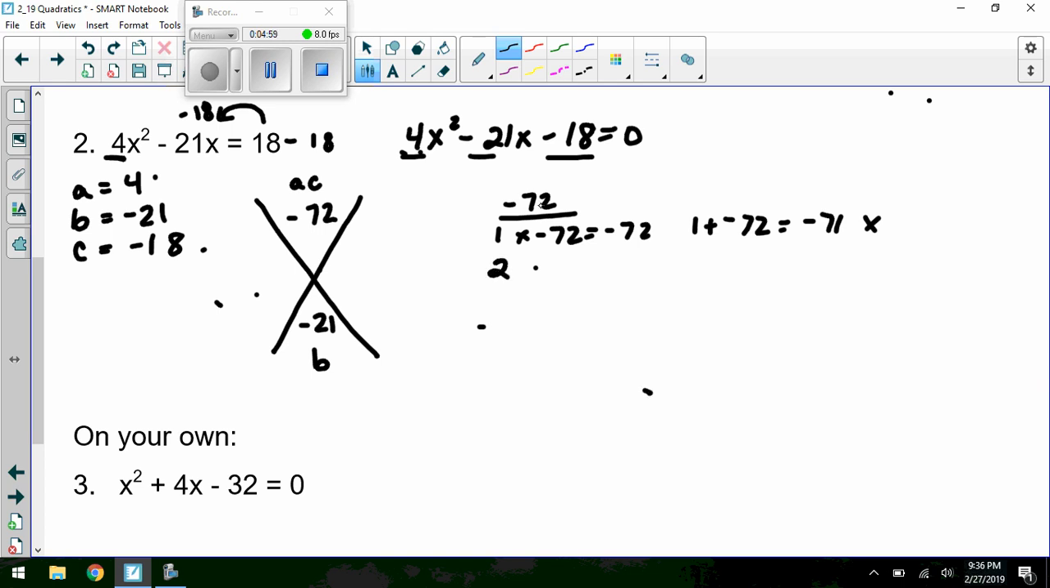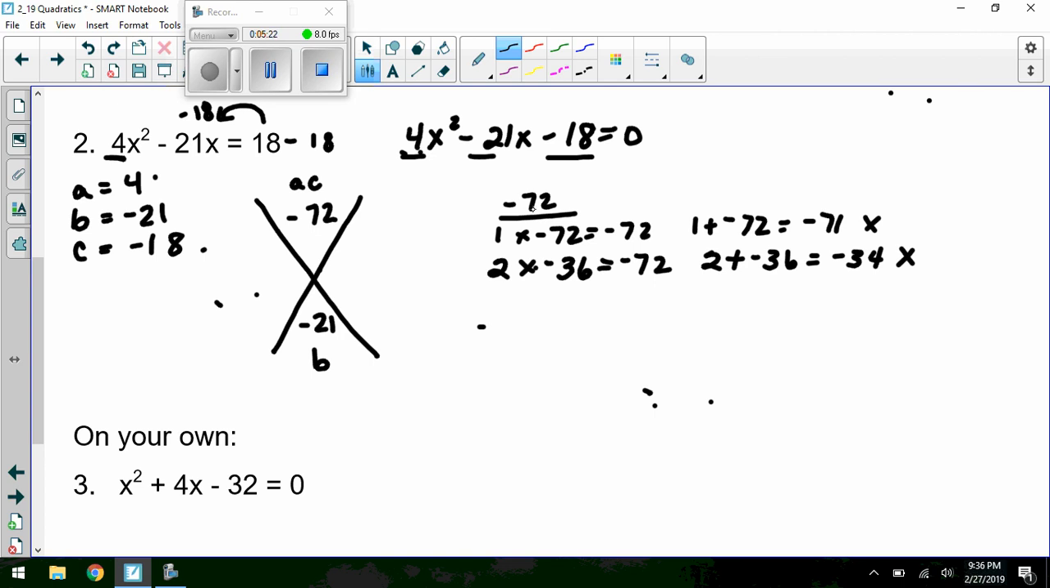Let's try 2. If I divide negative 72 by 2, I am going to get 36. So 2 times a negative 36 does give me a negative 72, but 2 plus a negative 36 gives me a negative 34. Not good enough, so that does not work.